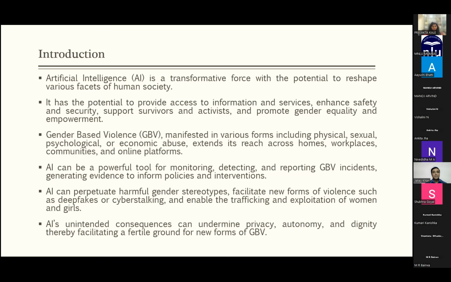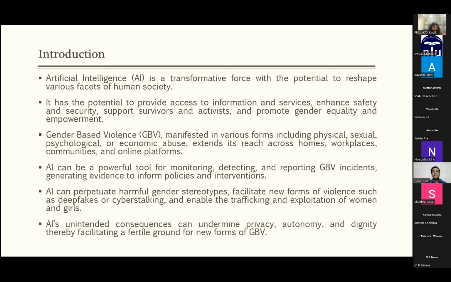Now, gender-based violence is not new in our society, but it has manifested across homes, workplaces, communities, and online platforms. AI can be a powerful tool for monitoring, detecting, as well as reporting GBV incidents, and generating evidence to inform policies. However, AI can also be harmful. It can perpetuate harmful gender stereotypes, facilitate new forms of violence, such as deepfakes or cyberstalking, and enable trafficking and exploitation of women and girls.